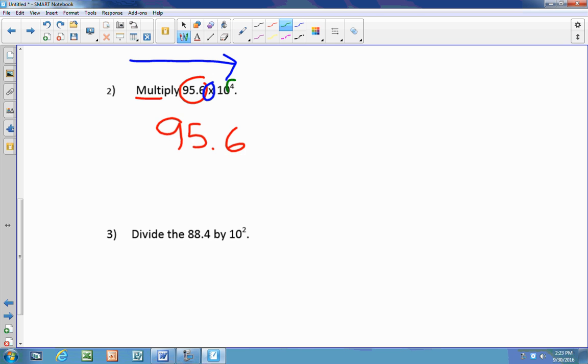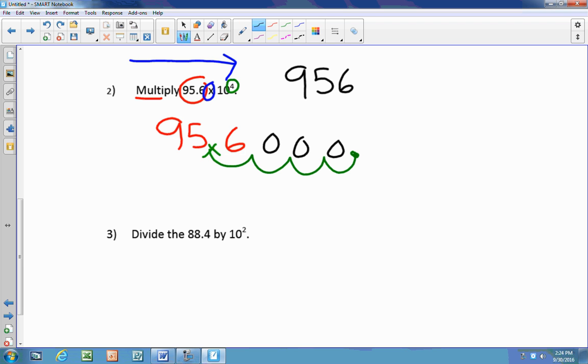Then we have 4 up here. It tells us that we're jumping 4 spots. We're jumping 4 spots to the right, so we go 1, 2, 3, 4. The decimal is no longer there. It's now over here. We have to fill in with some zeros, and we now have our answer, which is 956,000.